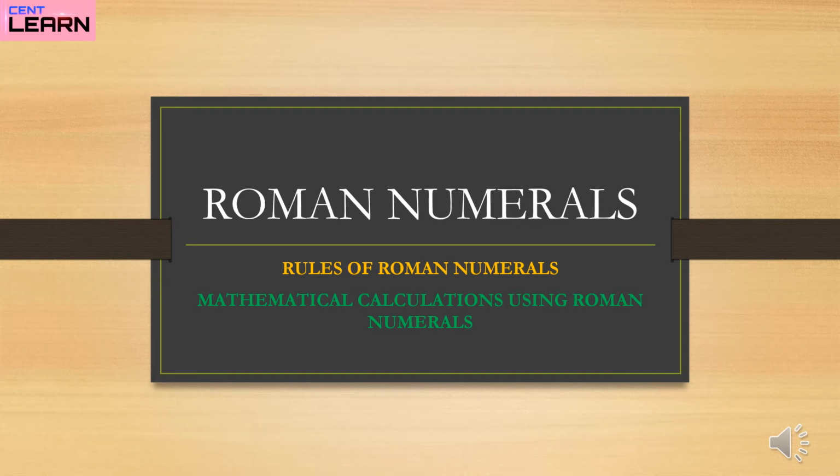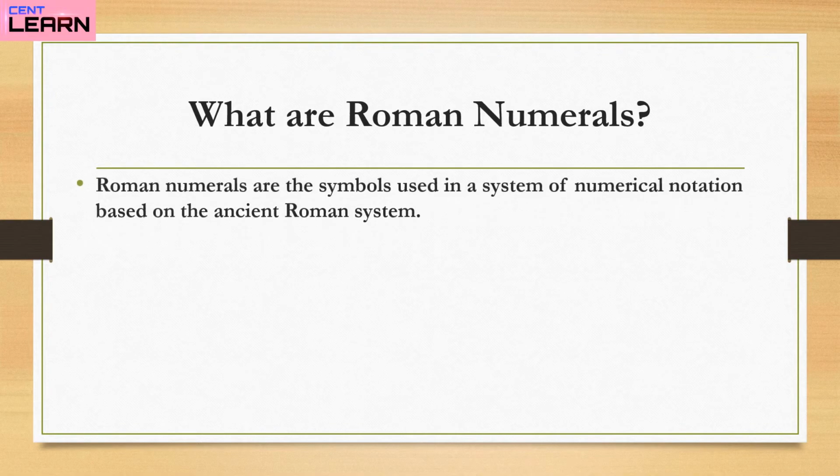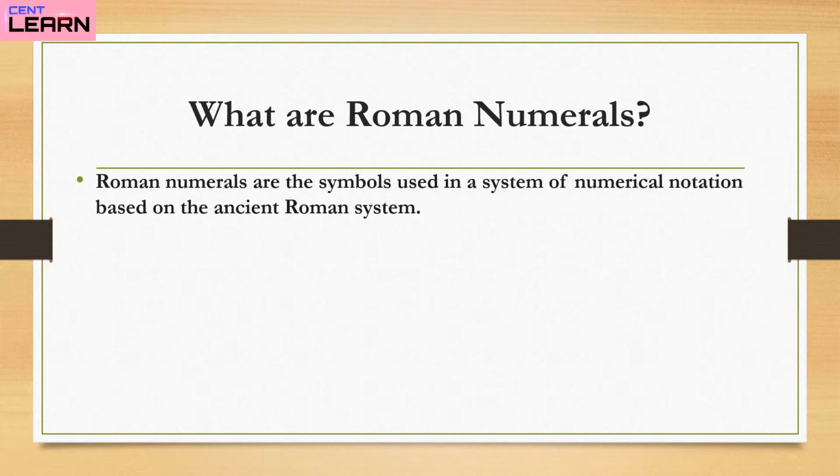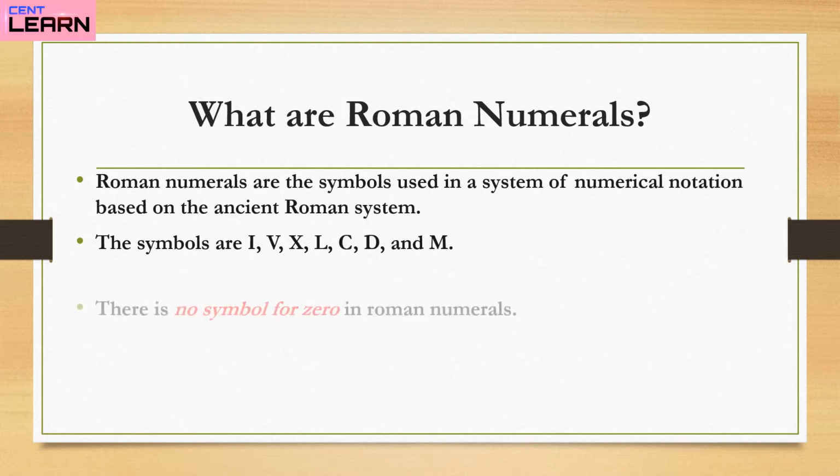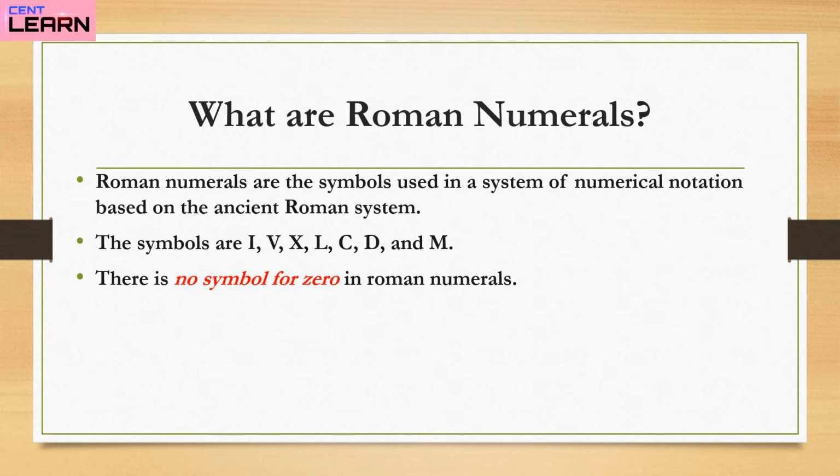Roman numerals. Rules of Roman numerals. Mathematical calculations using Roman numerals. Roman numerals are the symbols used in a system of numerical notation based on the ancient Roman system. The symbols are I, V, X, L, C, D and M. There is no symbol for 0 in Roman numerals.